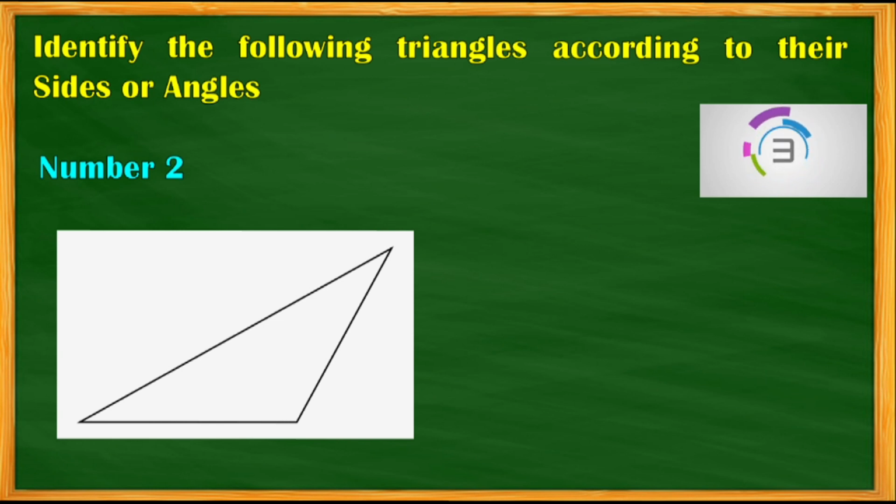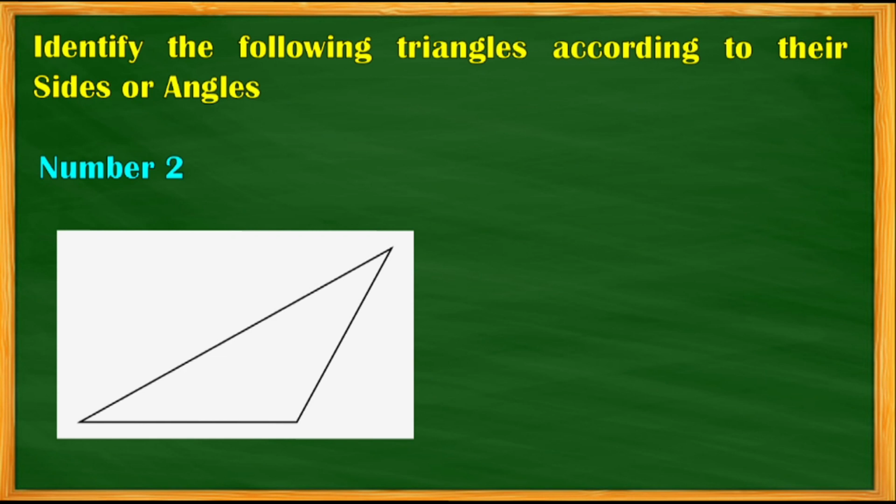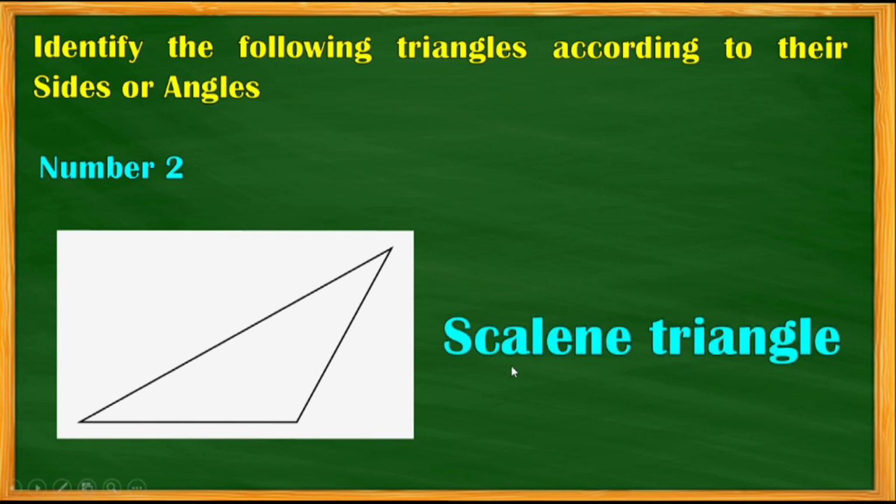Identify what kind of triangle. Okay, let's show the answer. Answer is scalene triangle because this side is not the same to this side, and this side not the same to this side. So this should be a scalene triangle because no sides are equal.